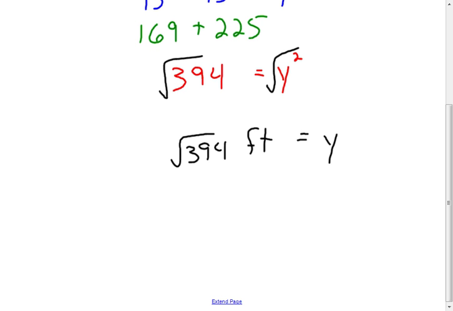Now, to get your approximate value, just go ahead and punch it on your calculator. I'm going to do that right now. Take the square root of 394. That's going to come out to be approximately 19 point, a few decimal places, 85. That's supposed to be an 8. Units. My approximate value of y.